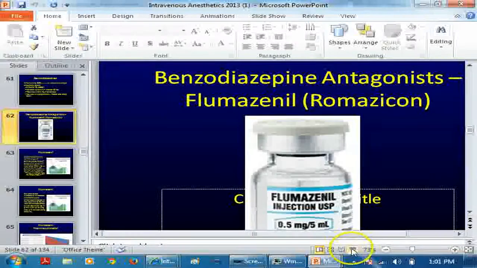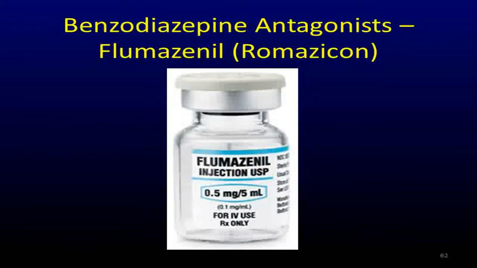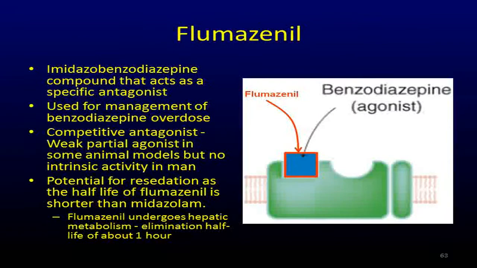We left off, had a nice discussion about midazolam. And now we're going to have a drug that reverses midazolam. And there's a couple points that we have to highlight about it. It's called Romazicon, flumazenil, and it comes 0.1 milligram per ml. It binds to the same site that the midazolam binds to, but its conformation is such that it doesn't allow any action. And therefore, it is a competitive antagonist.